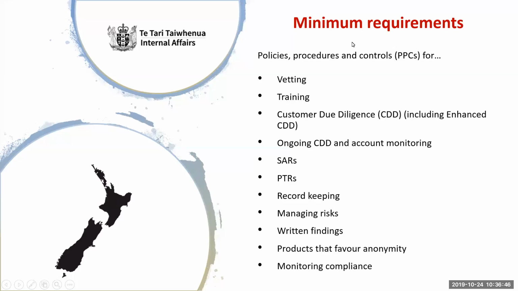Next, we'll go over the areas that the Act states you must have policies, procedures, and controls for in your program. These are staff vetting, staff training, customer due diligence, or CDD, including enhanced CDD, ongoing CDD and account monitoring, suspicious activity reporting, or SARs, prescribed transaction reporting, PTRs, record keeping, managing risks, written findings, products that favour anonymity, and monitoring compliance. These are also all the areas we will check against when we ask to review your documents.